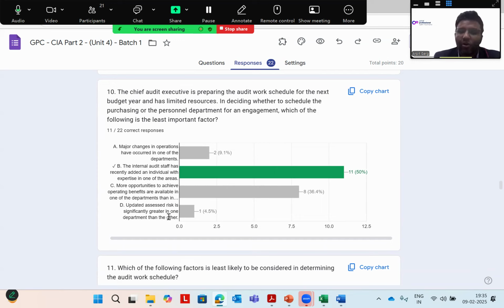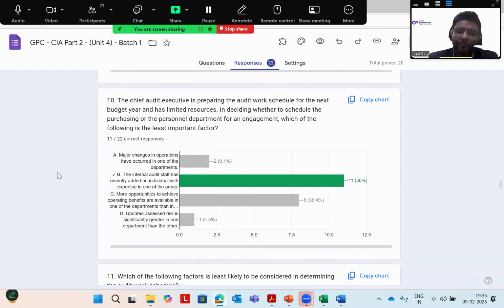Will that be important, or the recent expertise that has been added to the team, will that be important? Again, assessed risk will be important. So which of the following is the least important factor? The engagement activity having recently added an individual with expertise in one of the areas may not be that important to prioritize any area. Is that clear, everyone? Yes or no? Yes.